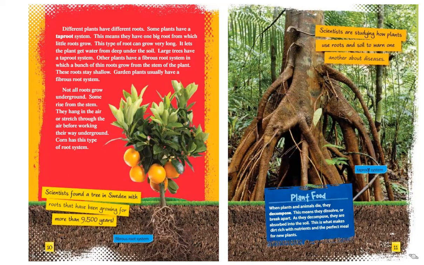Very interesting. As for a taproot system, this would be one where it has one really, really thick root, or one really big one, and then smaller ones growing out of that. So most big trees, as it says, have a taproot system like this.